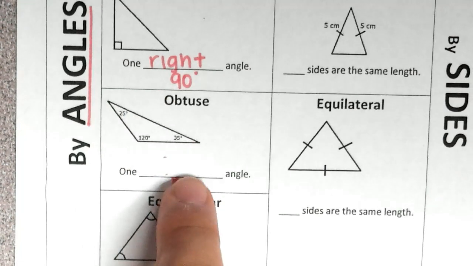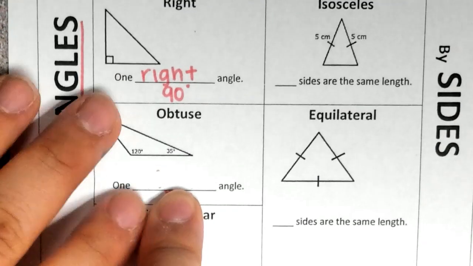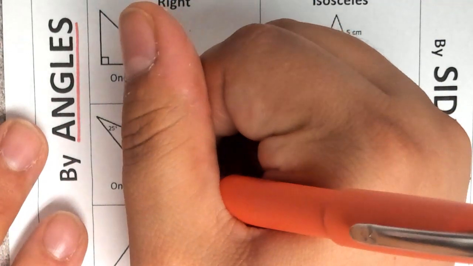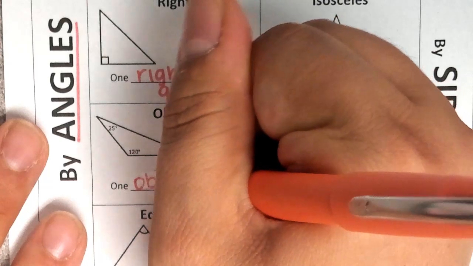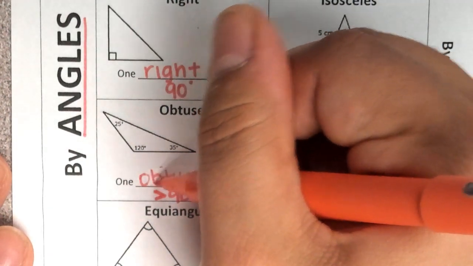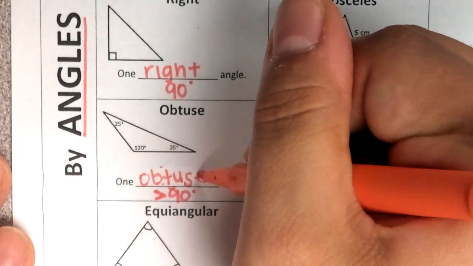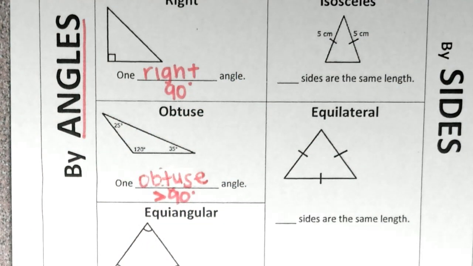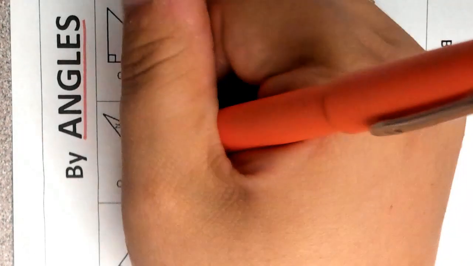What about obtuse? You have to have one obtuse angle, which is more than 90 degrees. Can you have two obtuse angles? No. Why not? What if you have 100 and 130? What's 100 plus 100? 200, plus 30? Can your triangle add up to 230? What does your triangle have to add up to? 180. Because of that, you can only have one obtuse angle.